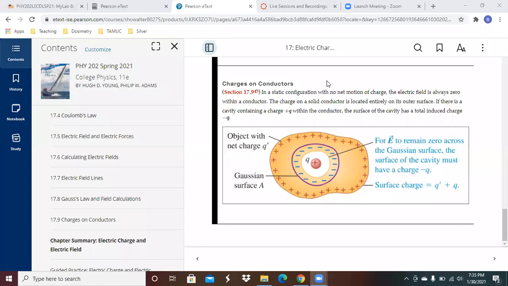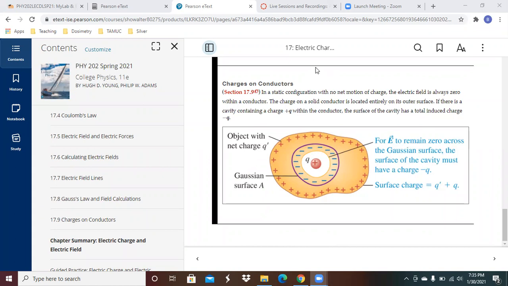Okay, in this lecture, we're going to go over the last section in Chapter 17. It's going to be Section 17.9, and we're going to be looking at charges on conductors. So if we're looking at a static configuration with no net motion of charge, that's the definition of static, no net motion, the electric field is always zero within a conductor.